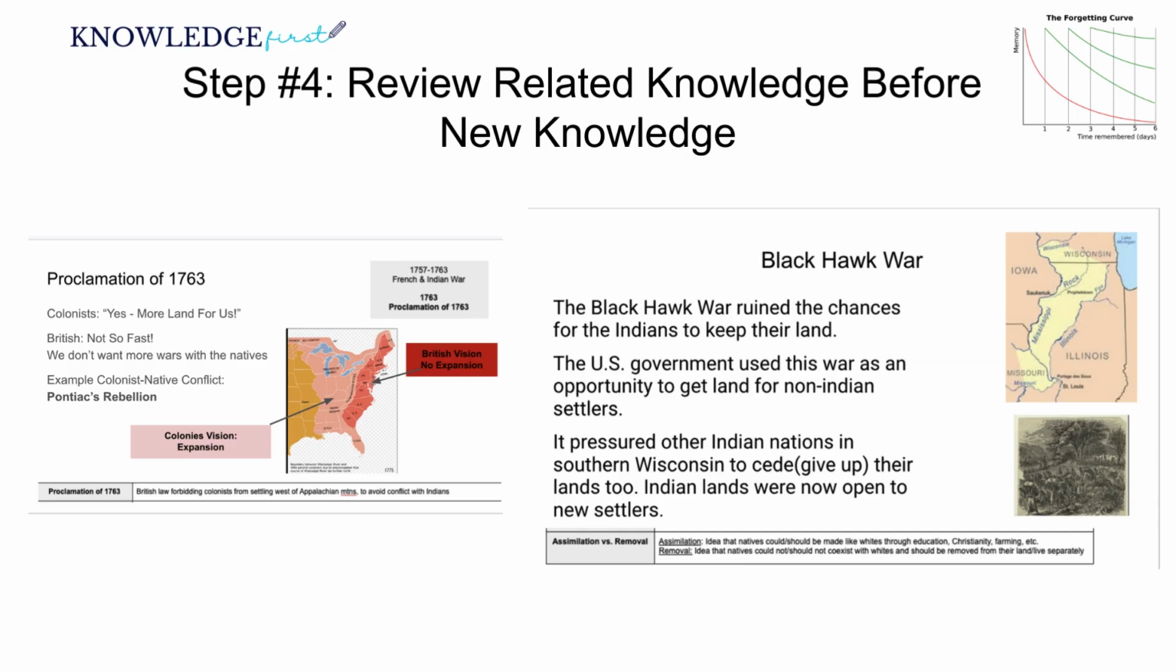Before reviewing the Black Hawk War, I review the Proclamation of 1763. This gives students another opportunity to recall the Proclamation of 1763 and activates prior knowledge that will help them learn the new information about the Black Hawk War. Another way to do this is to show the slide about the Black Hawk War first, and then ask students what they remember about Western expansion in Unit 3. After students consider that question, then show them the previously learned information about the Proclamation of 1763.